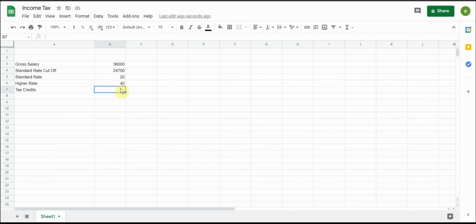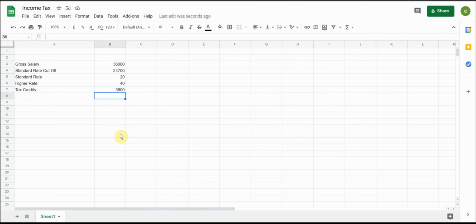There are also these things called tax credits. These reduce the amount of tax you would otherwise have to pay. So if you're doing things that the government thinks are worthy, they will give you tax credits. That's basically the information that we need to work out what this person's income tax will be.